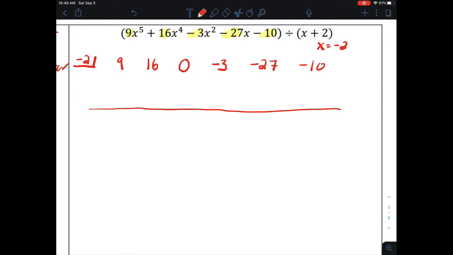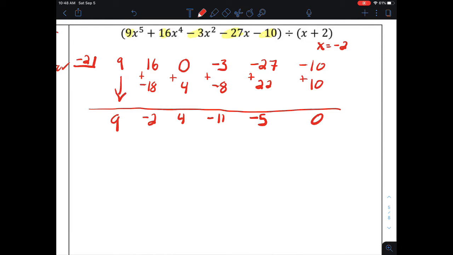Now we start our process of synthetic division. Drop the first number down. Multiply by the number that's in the box. 9 times negative 2 is negative 18. Then we add. That gives us negative 2. Multiply by the number in the box. 4. Add. Positive 4. Multiply by the number in the box. Negative 8. Add. Negative 11. Multiply by the number in the box. 22. Add. Negative 5. Multiply by the number in the box. 10. Add. Makes 0. So we have no remainder.